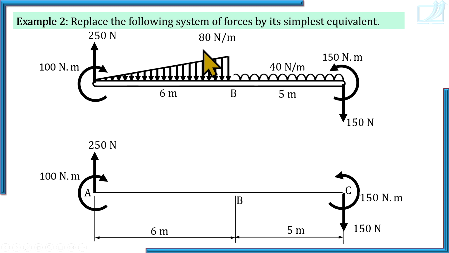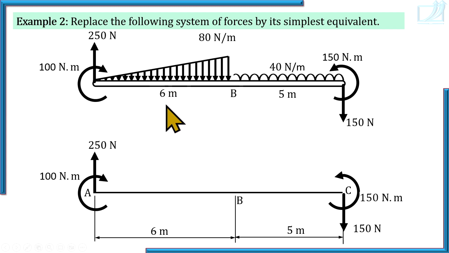Only thing is now you should replace this distributed forces. So there are two more forces here, one UVL, uniformly varying load, and UDL, uniformly distributed load. So how to show triangular load? It's simple. 1/3 of its length. What is length of this triangular load? 6 meters. So 1/3 of 6, 2 meters.